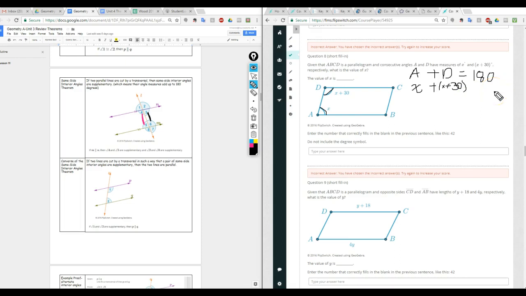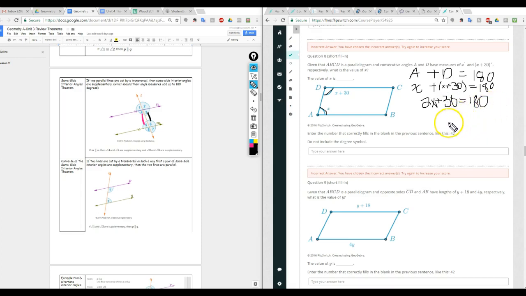And that equals 180 degrees. Okay, and I'm not writing the degree symbols because it's already tough enough. So we have x plus x plus 30 equals 180. I'm going to combine my like terms, which is x and x. x plus x is 2x plus 30 equals 180.